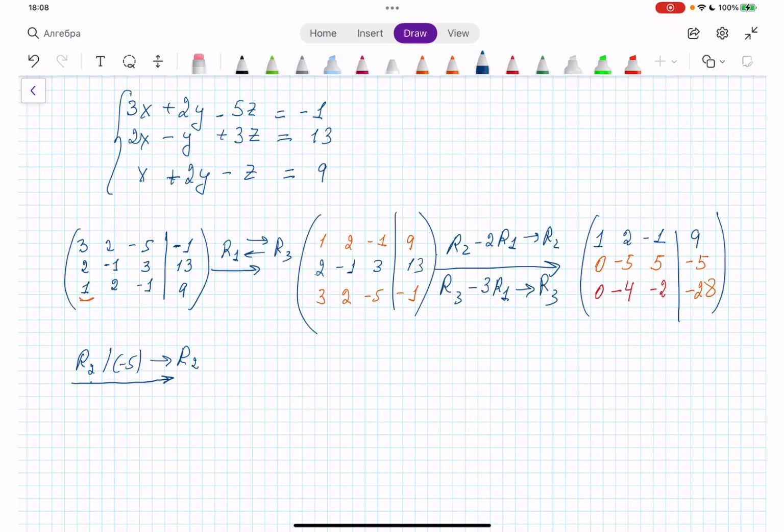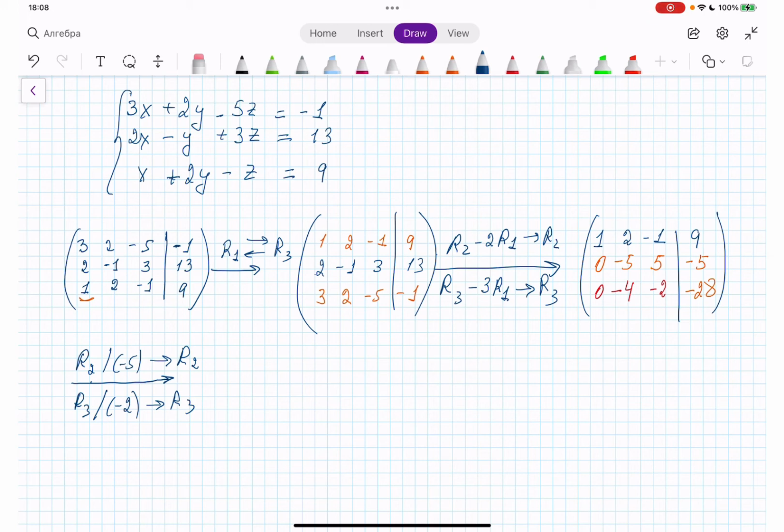And at the same time, R3. Look here, negative 4, negative 2, negative 28. I'm simplifying, dividing by negative 2, and rewriting into R3. Okay, let's see what we will get here.